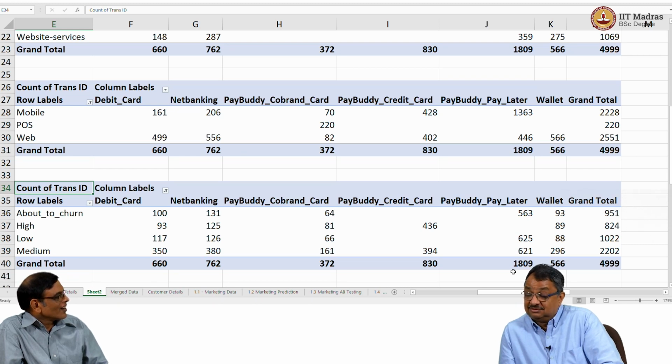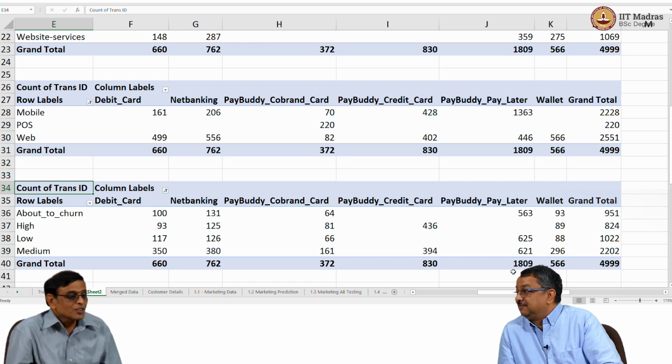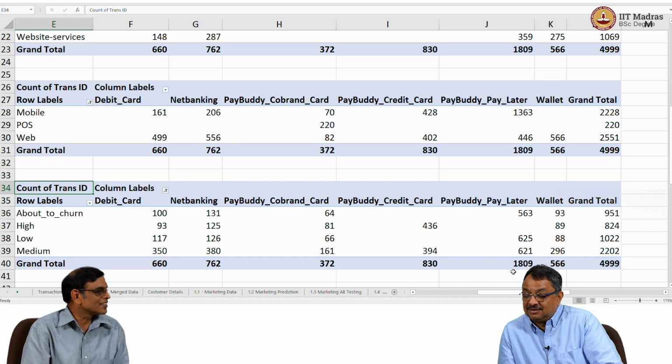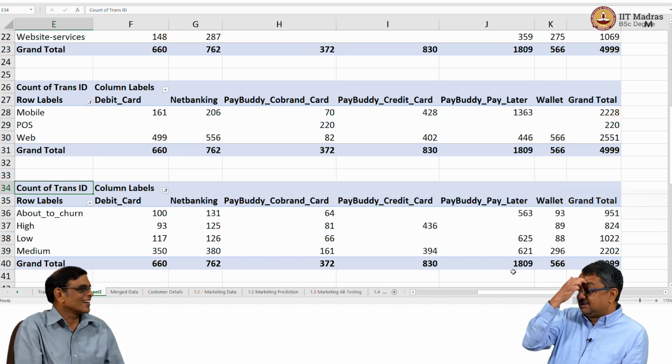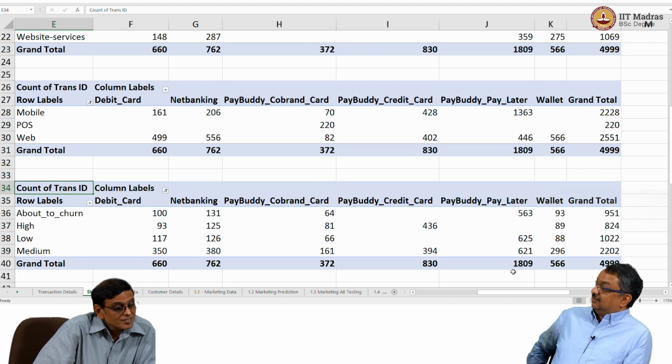Or maybe what they are saying is, if you are about to churn, if I give you this product, you will stay back on my website. We don't have evidence yet of that conversion. Otherwise, a plain reading of this data will say that pay later is about to churn. So you're saying that they are targeting the people who are about to churn. I don't know. We should ask him.